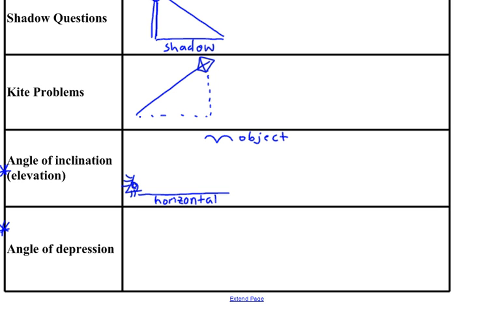Imagine the horizontal is coming out of your eye. It's an imaginary horizontal. I'm standing on a building maybe, or on the ground, and I'm looking up to some object. So we're going to make this a bird. That's my object. This is what we call the line of sight. You're looking up to something. And here would be my angle of elevation or inclination.